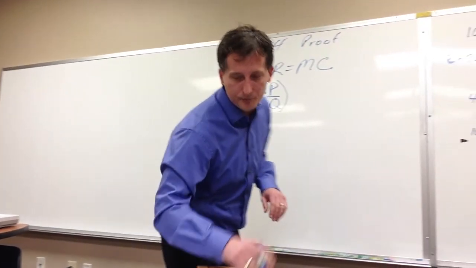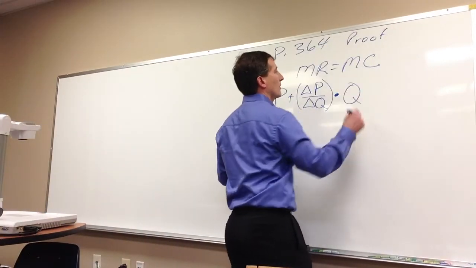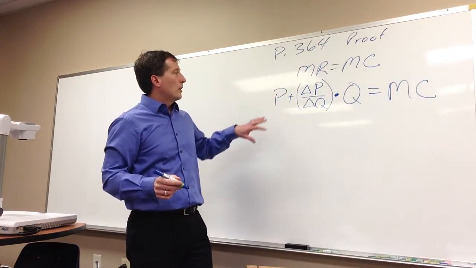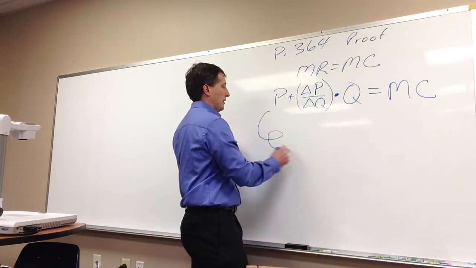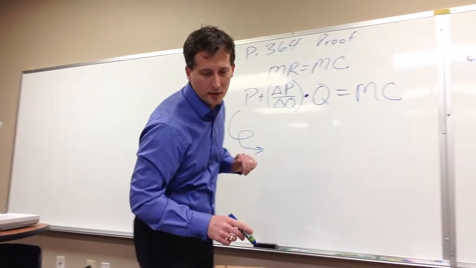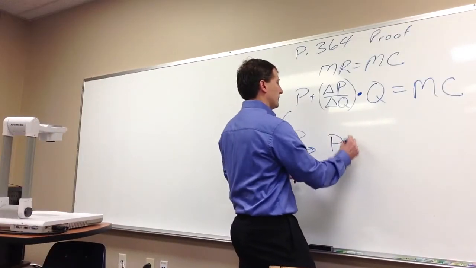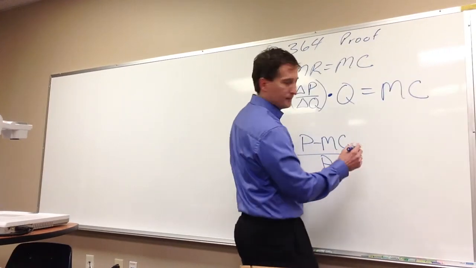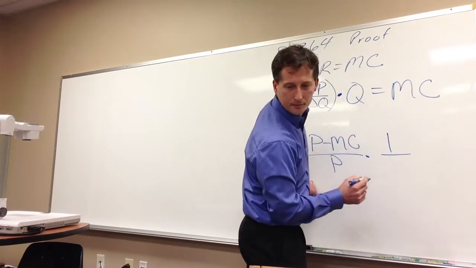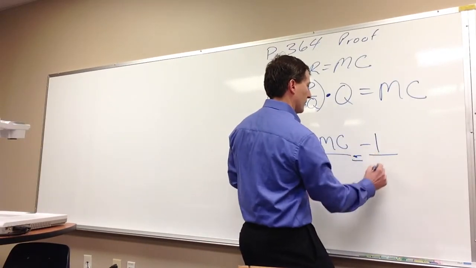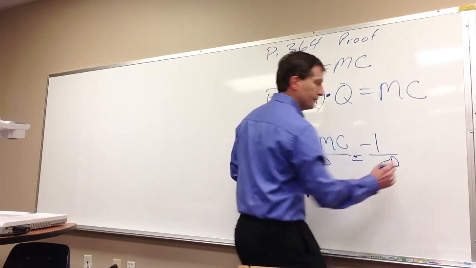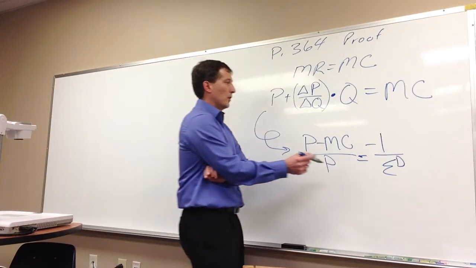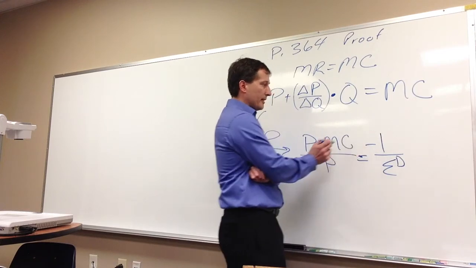Times quantity, right, equals marginal cost. So at the end of the day, this is my little circle, you can see in your textbook, you get this formula. After doing a little bit of manipulation, 1 over or equals the elasticity of demand. So mind that there's a negative sign here.